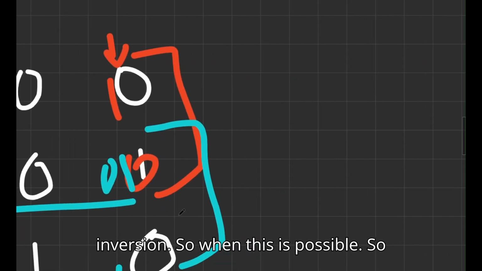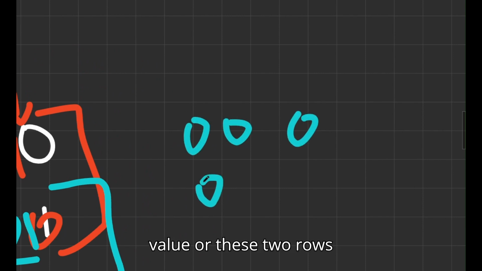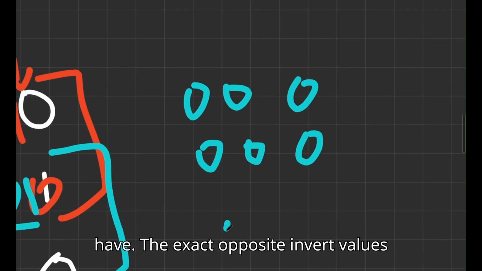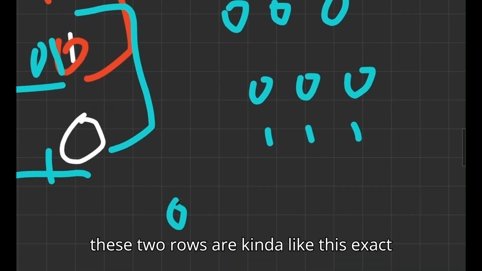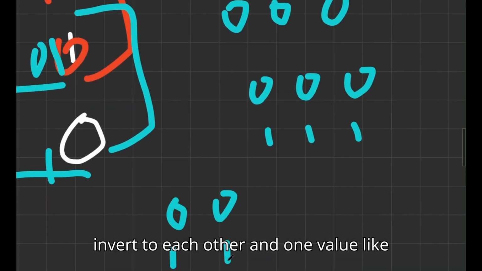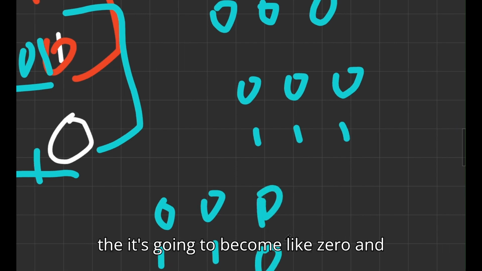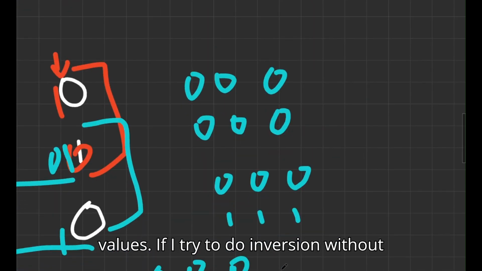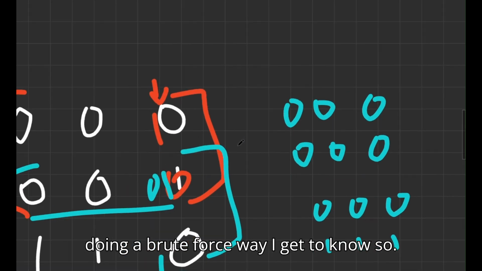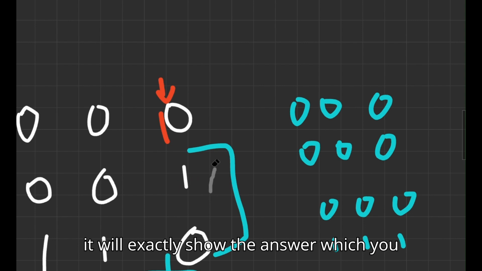This is only possible in these cases: if these two rows have the same value, or if these two rows have the exact opposite inverted values like this. In these cases it is possible. Or it could be another case in which these two rows are the exact inverse of each other, and if I do the inversion, it's going to become 0 and 1. So these are the cases. In this way, we can find these values without doing the brute force way. There is an algorithm running behind it to get the answer, and it will show exactly the answer you were looking for.